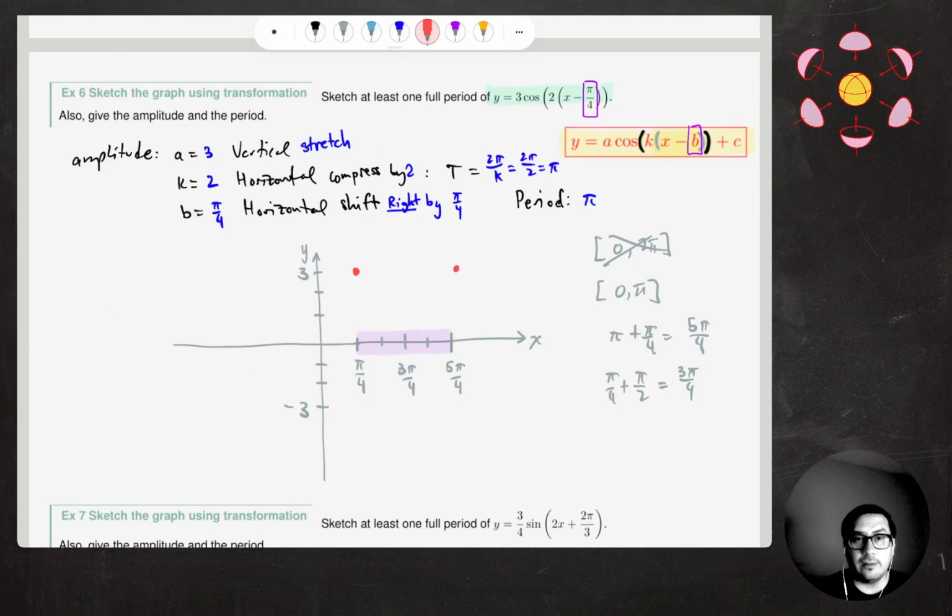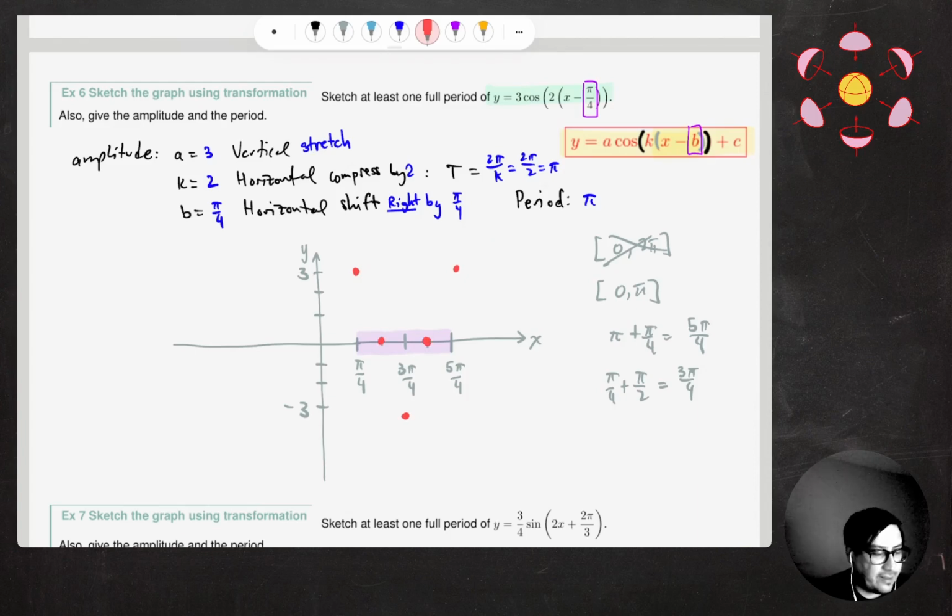In the middle, cosine is going to be at its lowest point, so we're going to be at negative 3 in the middle, which is 3 pi over 4. And then those are 3 points of cosine. The last two is where we're going to be at 0.